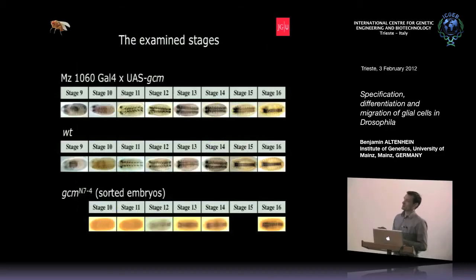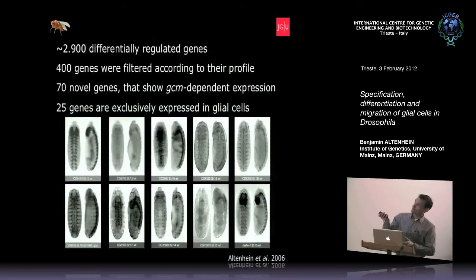And actually, these were the stages that we examined on the microarray, and to cut a long story short, it was a really, really long story, we actually found nearly 3,000 differentially regulated genes in either experiments, so the gain or the loss of function compared to wild type, at different developmental stages. In total, I think we hybridized about 120 microarrays for this entire analysis. We then filtered in several rounds, getting better and better. And in the end, we came up with 70 novel genes that show a GCM-dependent expression. And about 25 of these were exclusively expressed in glial cells.